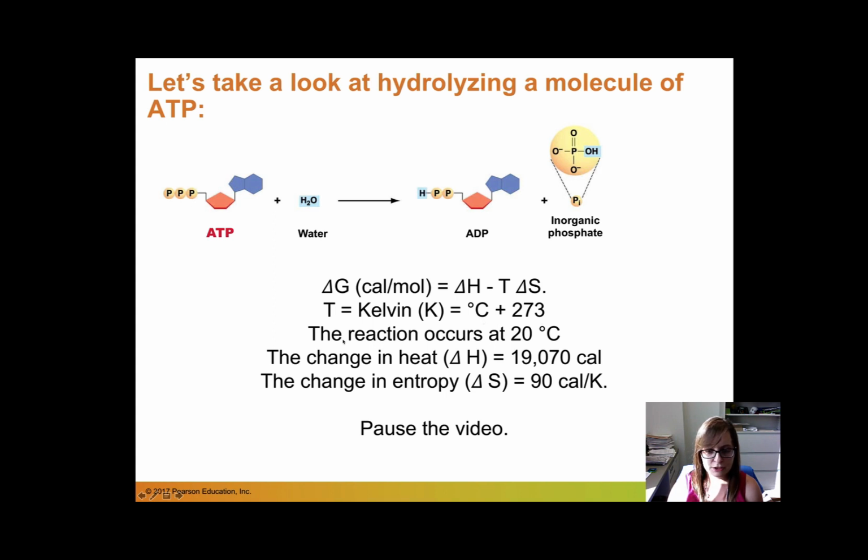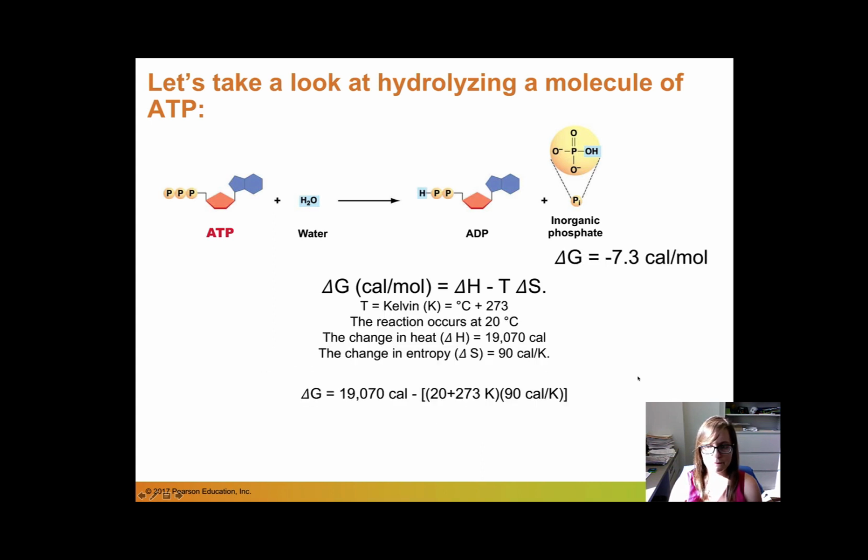And this reaction occurs at 20 degrees Celsius. And the change in heat, or the change in enthalpy, is 19,070 cals. And the change in entropy, or delta S, is 90 calories per K. Okay? So pause this video and do the math. Okay. So here we go.